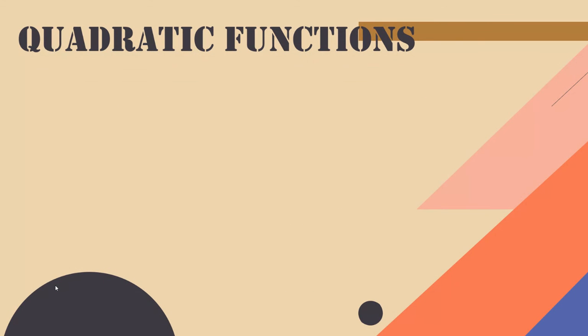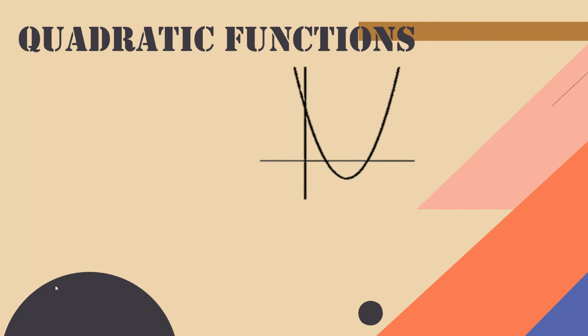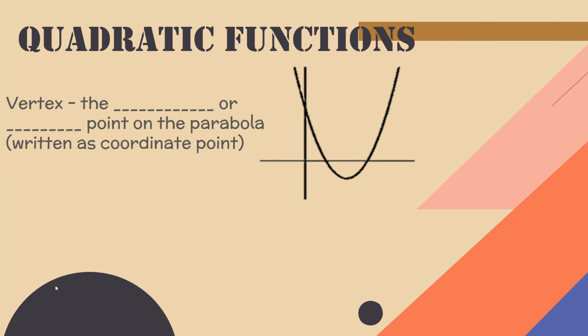Our quadratic functions are x squared functions, or our parabolas. We all remember these graphs. The vertex is the highest or the lowest point on the parabola, and it is written as a coordinate point. And here is our vertex on this quadratic function, and it is the lowest point here.